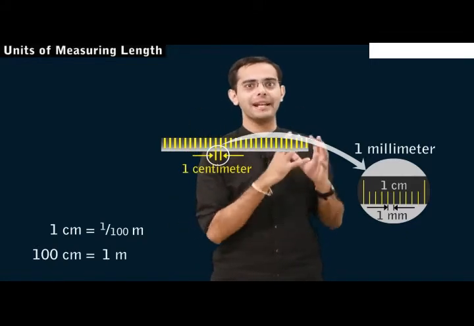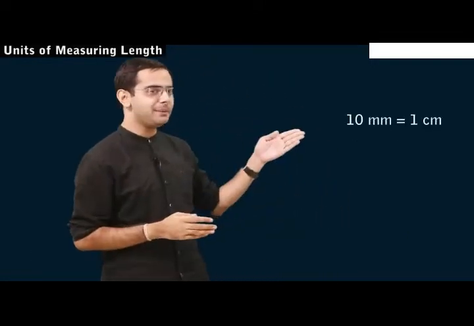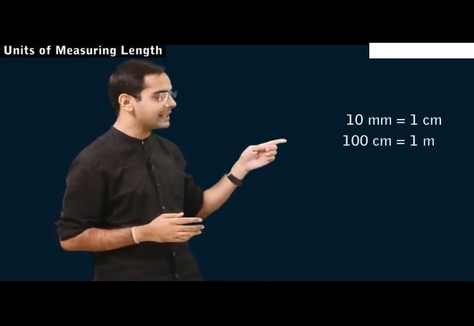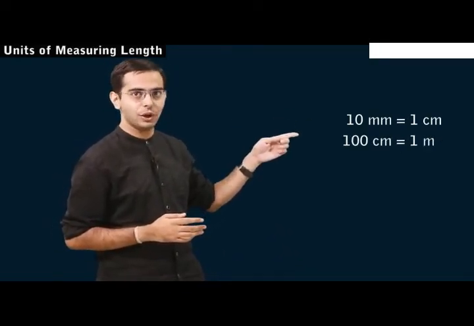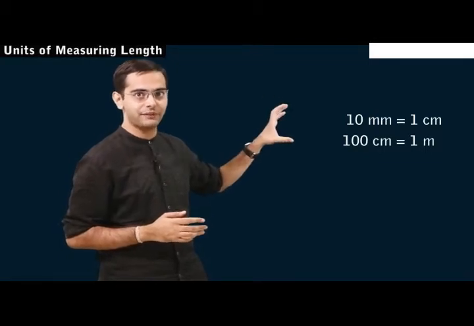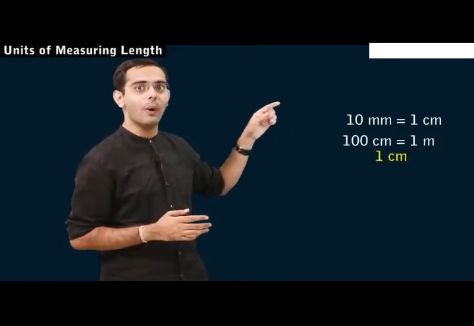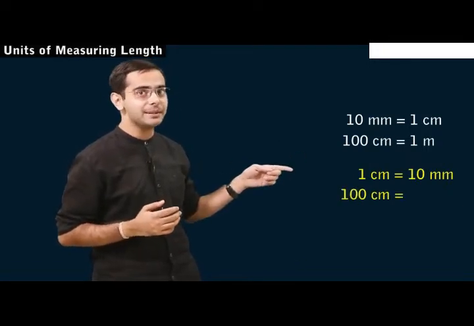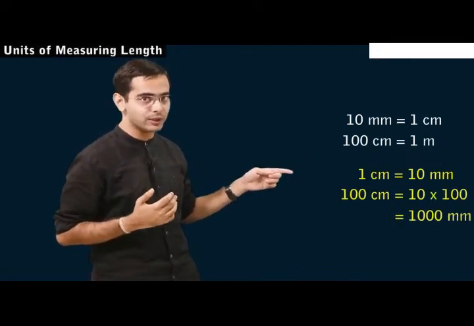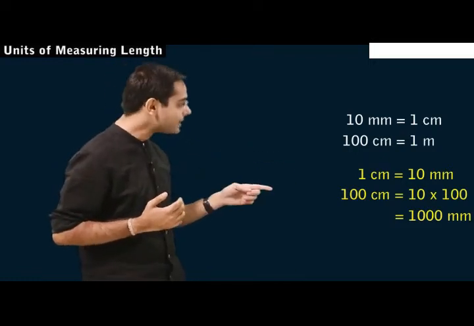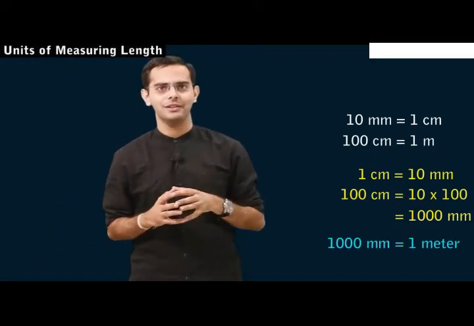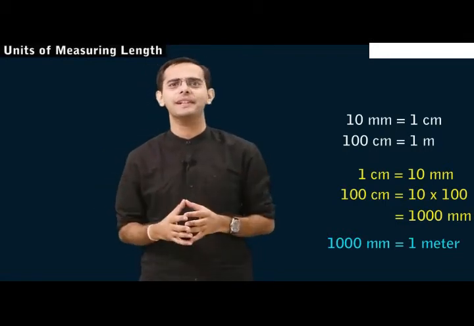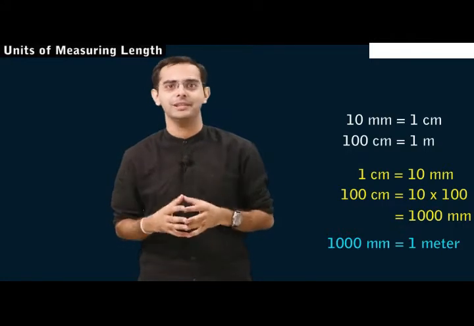Okay, so let's just revise what we've studied. 10 millimeters equal 1 centimeter, and 100 centimeters equal 1 meter. So now using these two sets of equations, we can say that 1 centimeter equals 10 millimeters. Which means 100 centimeters will be 10 into 100, that is 1000 millimeters. Thus 1000 millimeters make up 1 meter. Simple? Okay. Now this is about the smaller lengths, which can be calculated in meters or centimeters or millimeters.